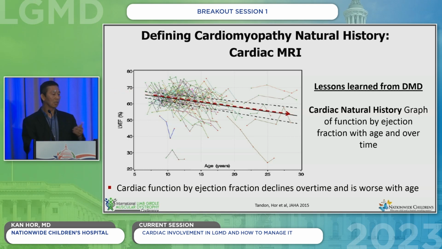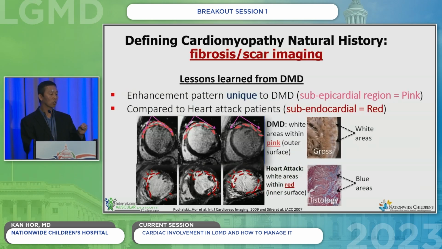In DMD, you can see that it progresses, but as the North Star testing shows, it is heterogeneous, meaning that it's not the same for everyone. But if you look at yourself, you can actually tell a really good story. So just a moment here. Scar burden is a really important piece.